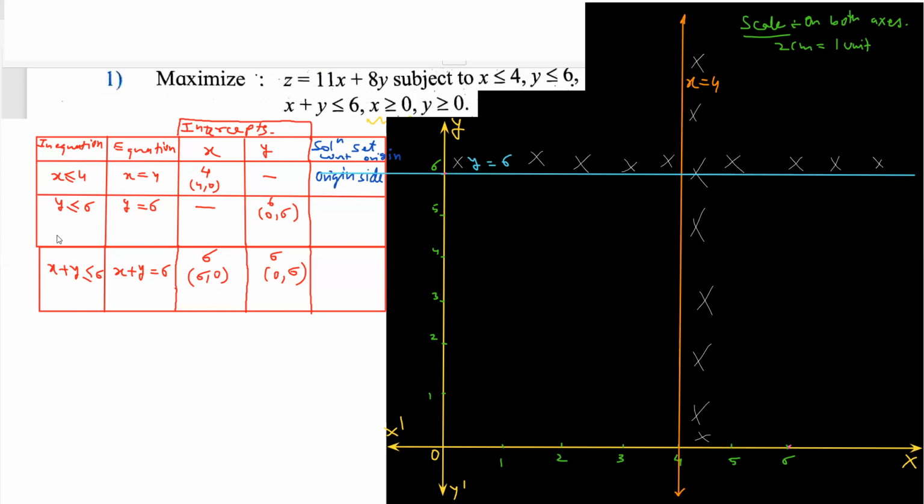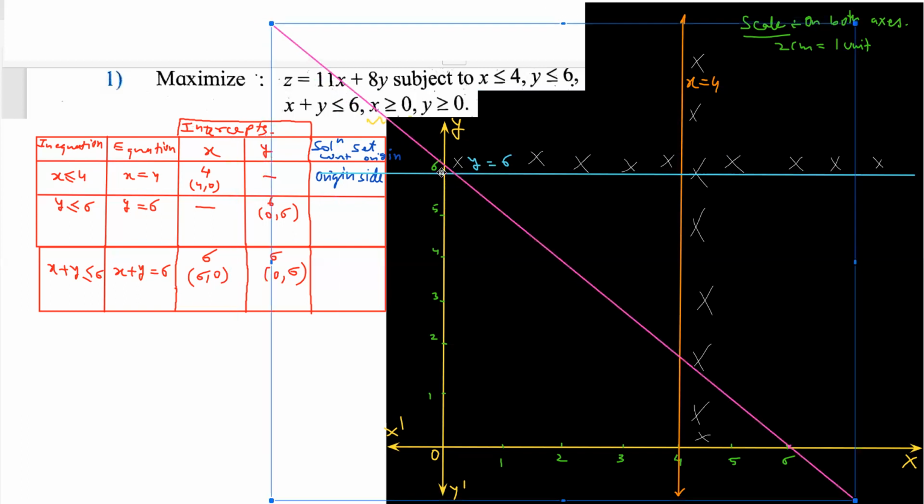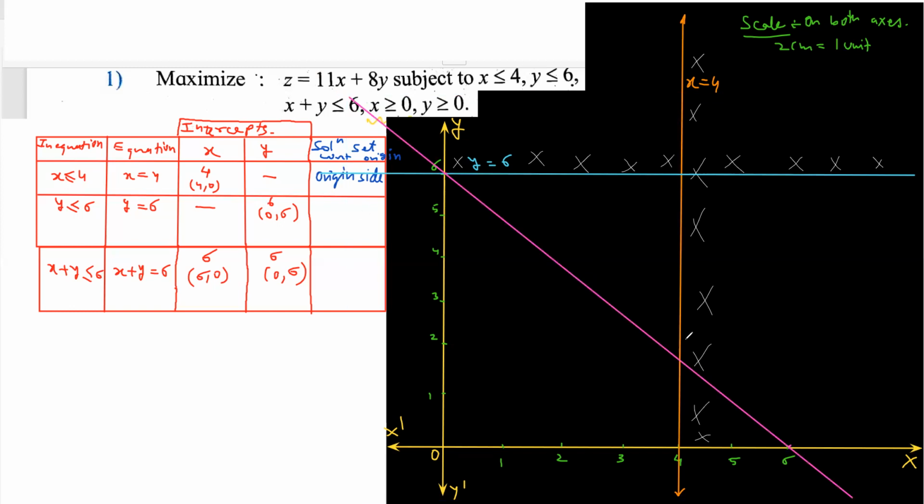And then I plot the line through 6, 0 and 0, 6. And as I told you, students, immediately what you will do is write the equation. So this is x plus y equal to 6. What is next? You have to go for the solution set.